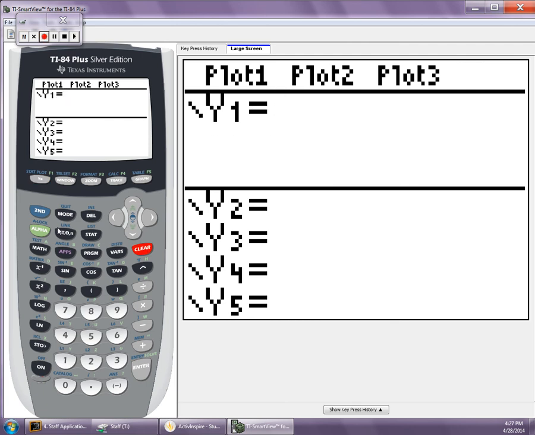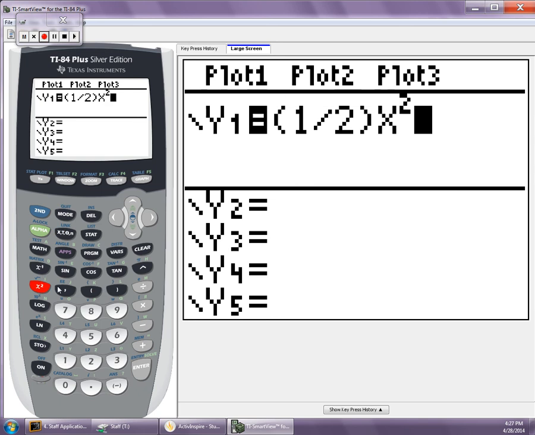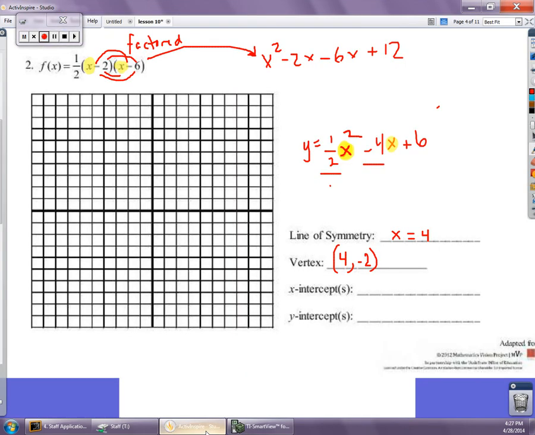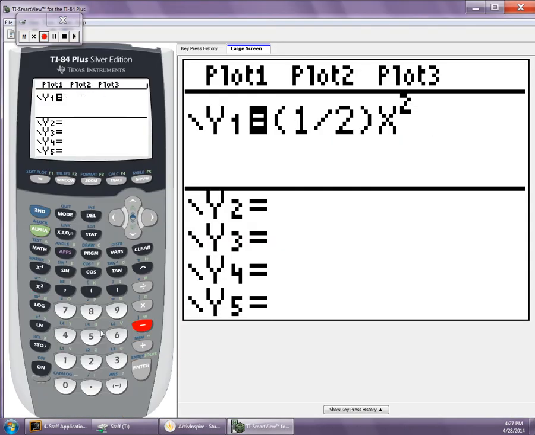And here we have, it was 1/2 x squared minus 4x plus 6.